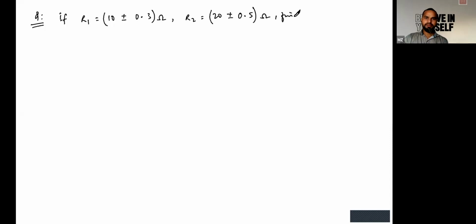I'm giving you one question regarding it. If R1 is equal to 10 plus minus 0.3 ohm, R2 is equal to 20 plus minus 0.5 ohm, find R equivalent in series. Try to solve.